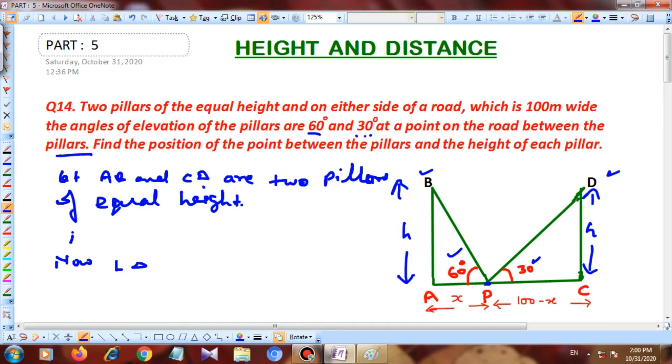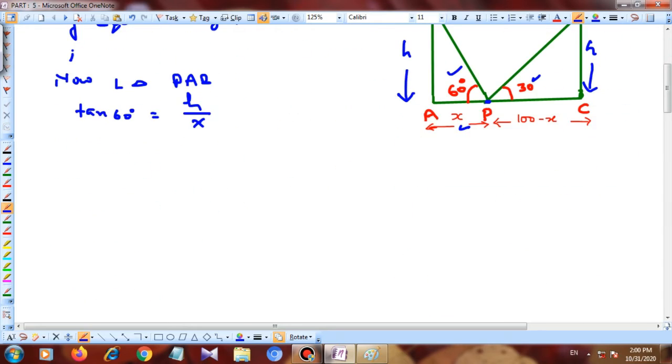Now in right angle triangle PAB, here tan 60 equals h upon x. Here AP is x. So the value of tan 60 is root 3. So this is h upon x, right? So the value of x will be h upon root 3. This is our first equation.